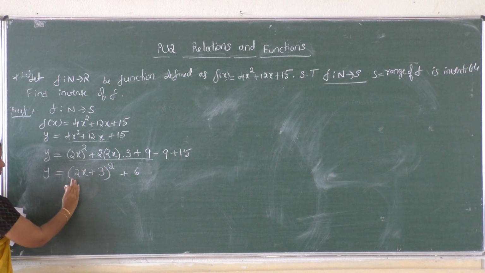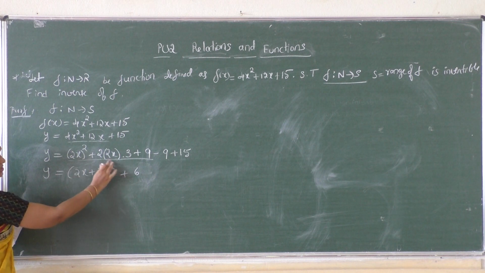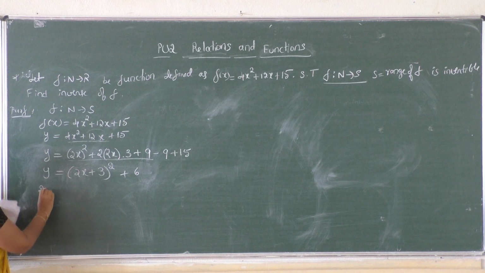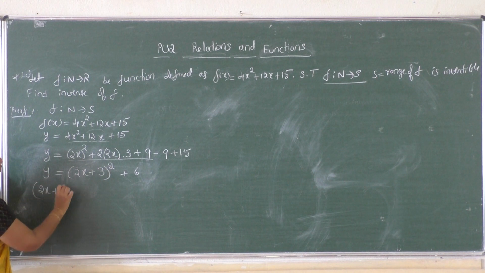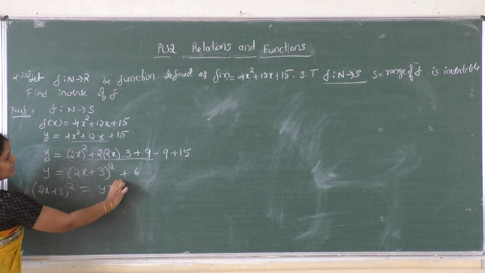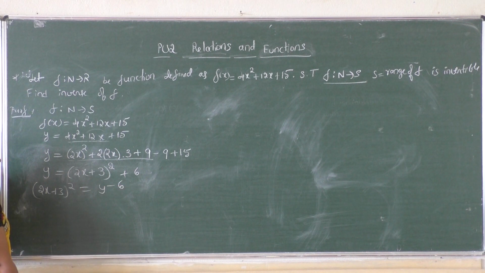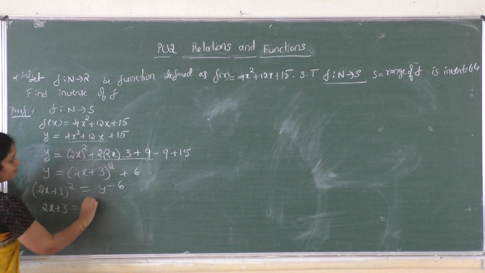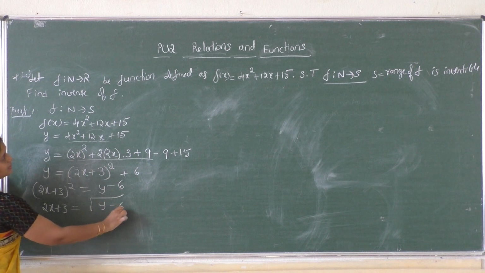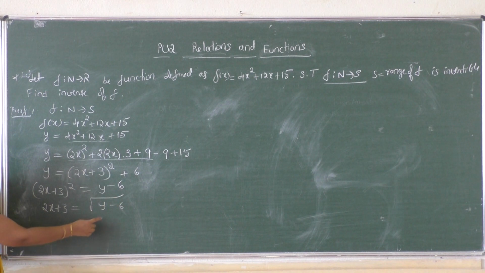Now you can see that this term contains x, so I will keep it there only. What is (2x plus 3) whole square? (2x plus 3) whole square is equal to y minus 6. Then what is 2x plus 3? Taking the square root, that is root of y minus 6.